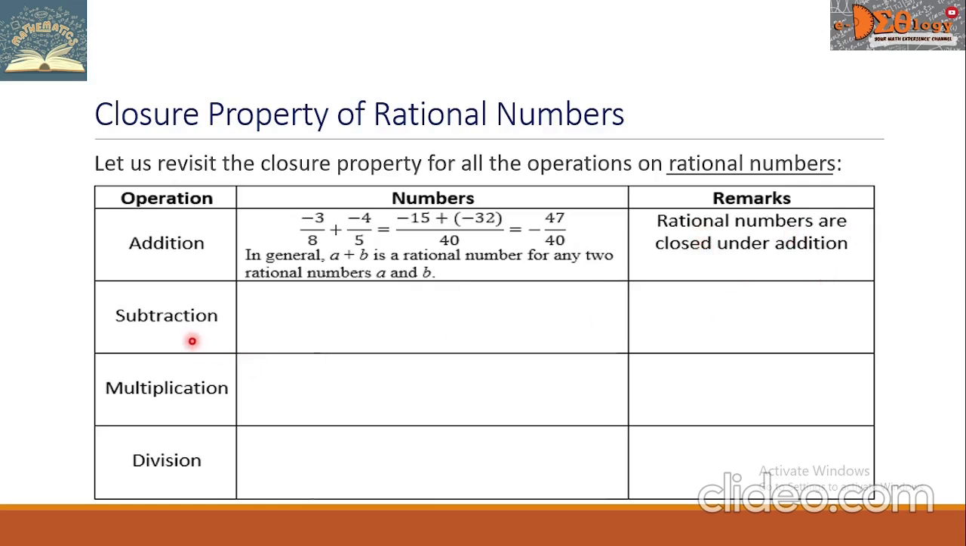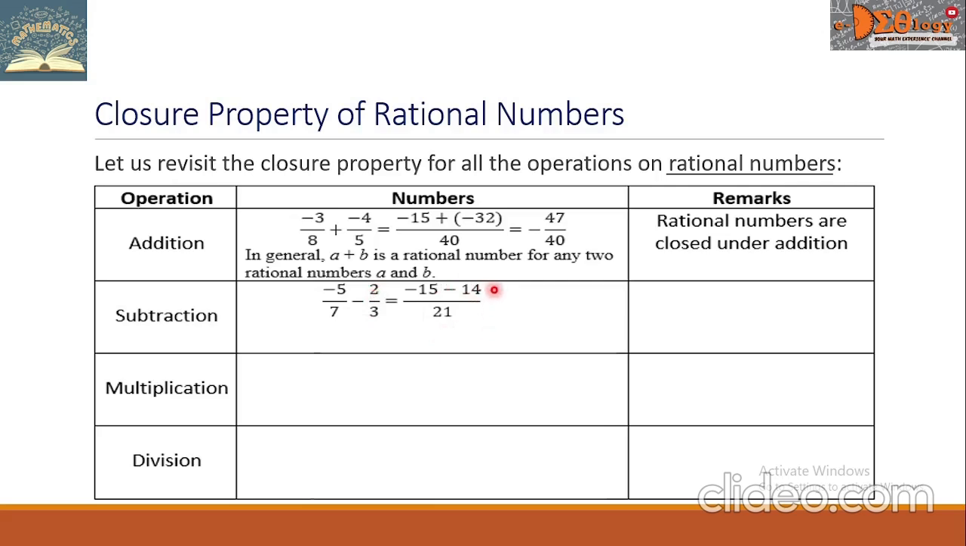What about subtraction? Let us show one example. Negative 5 over 7 minus 2 over 3. When we solve this, it becomes like this. We multiply negative 5 by 3, that is negative 15. Then we write the minus sign here. Next, multiply 7 by 2, that is 14, all over 7 times 3, which is 21.